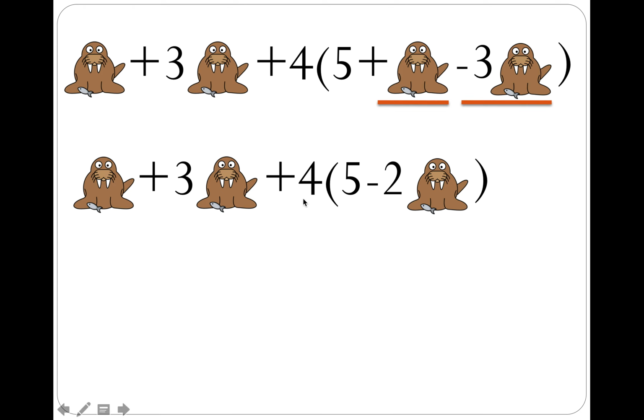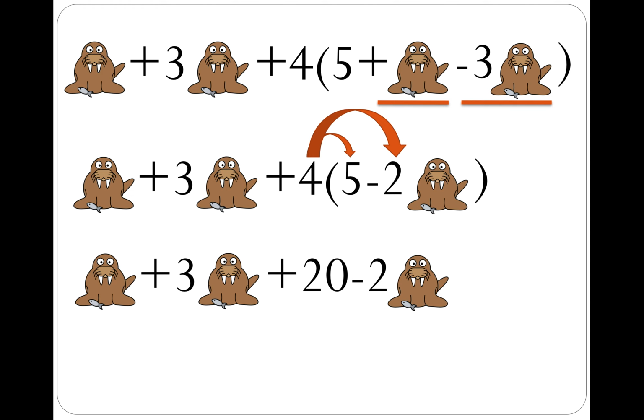That way, when we distribute the 4, we only have to multiply by 2 terms instead of 3 terms. Although, if you wanted to distribute the 4 as a first step and multiply it by each of these 3 terms, that would still work. When we distribute, we're going to have 1 walrus plus 3 walruses plus 20 minus 8 walruses. So this is not right.